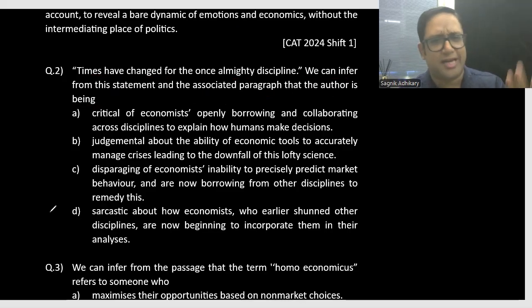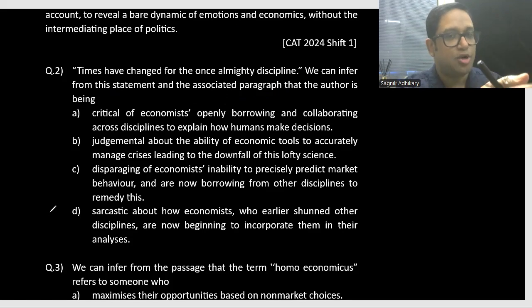We see this was from the second paragraph. Times have changed. The first paragraph talks about how traditionally, economists would often look towards other fields, implement economics on other fields, but they would not borrow from other fields. So it was a one-directional exchange. Economics would influence others, but economists would not let other fields influence economics. Times have changed. The economists now are actively seeking out collaborations with other fields.